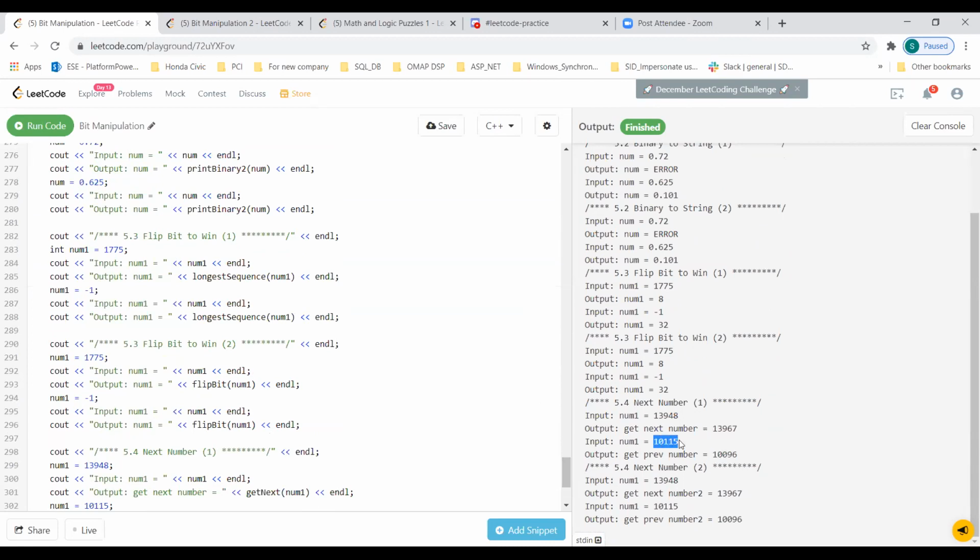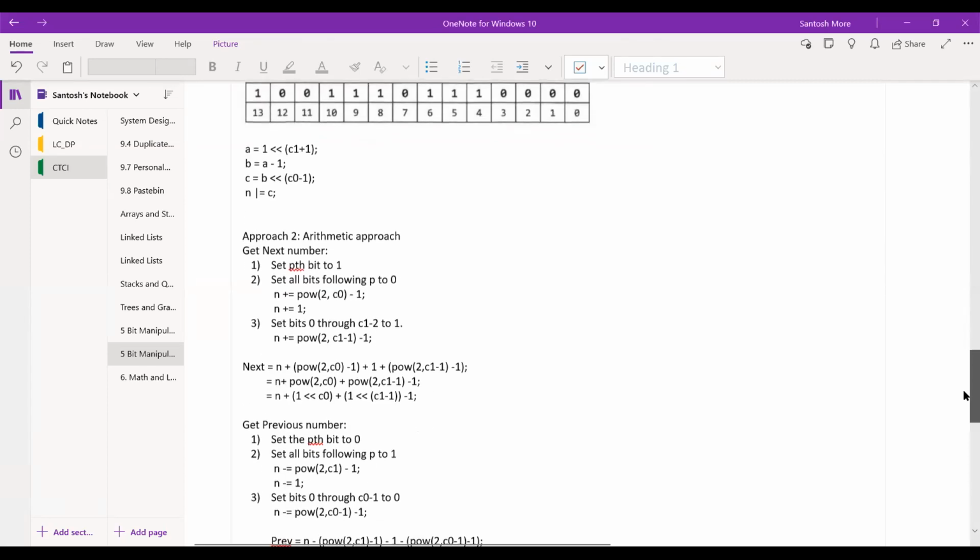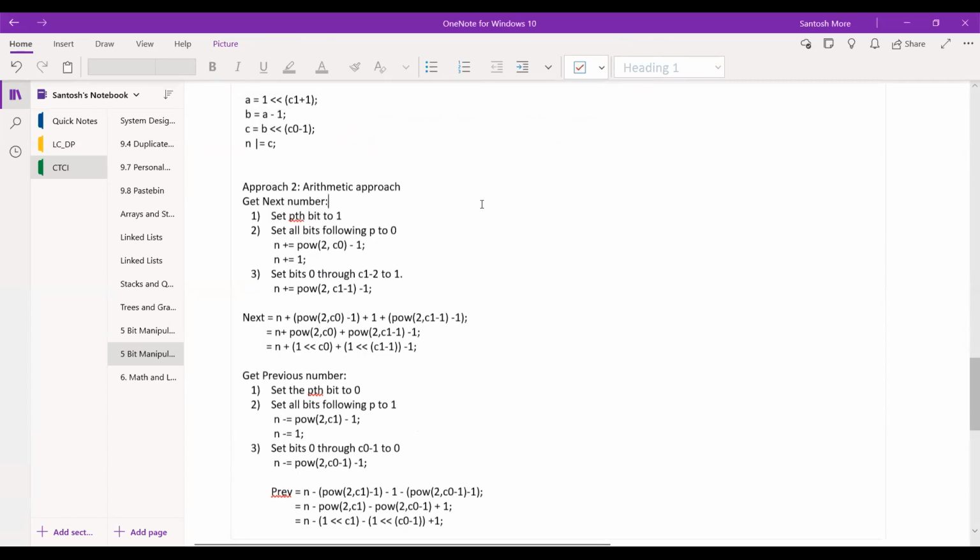If I take this as an example, this is the next higher number of 13948, 13967, and for 10115 it is 10096. So this is the same as this one. Now what is said in the book again is another approach, which is called an arithmetic approach. So this was more of a bit manipulation.